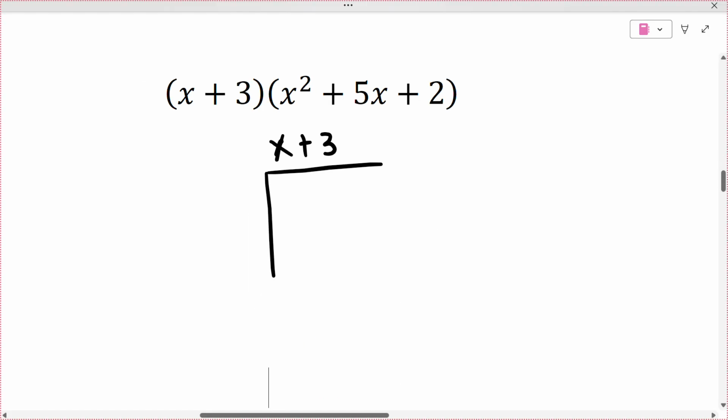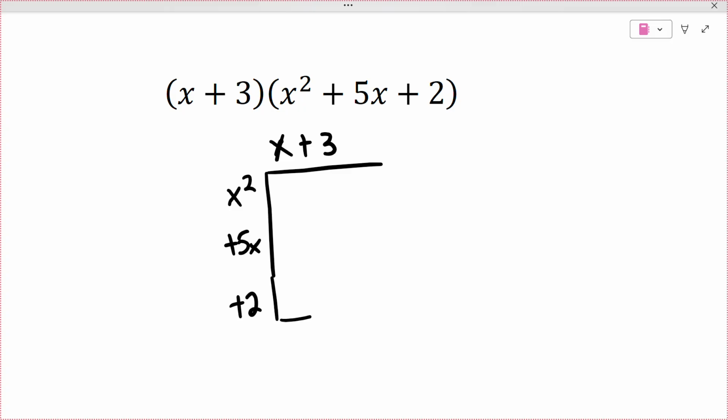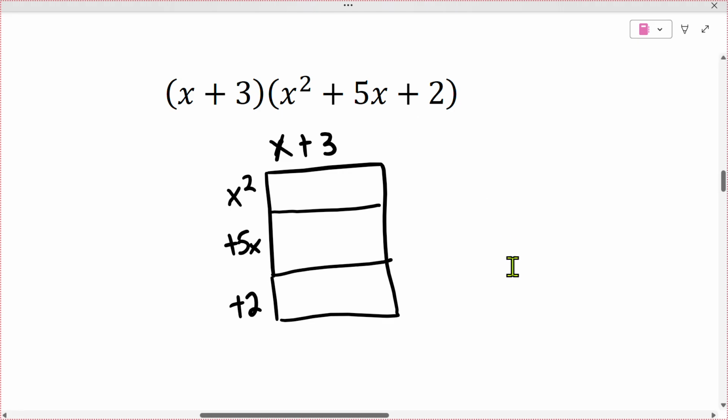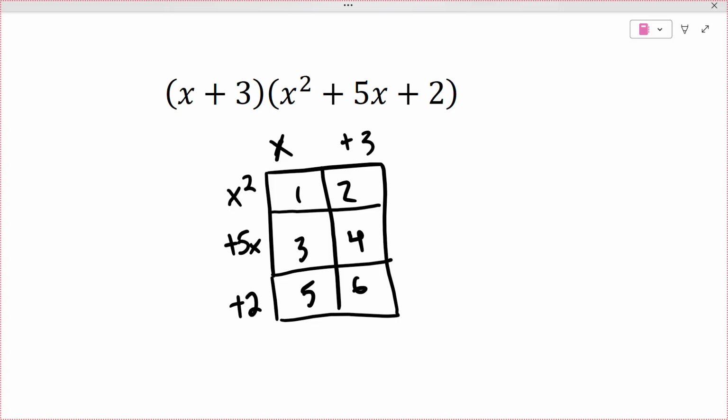Okay, so I put x plus 3 on the top. To the side then, I'll put the x squared, the plus 5x, and the plus 2. Again, I'm drawing the lines for my squares in between each term. So in between the x squared and 5x, I draw a line. In between the 5x and the 2, I draw a line. In between the x and the plus 3, I draw a line. And you'll, of course, notice that I have 6 boxes because I am multiplying two terms by three terms, which makes 6.